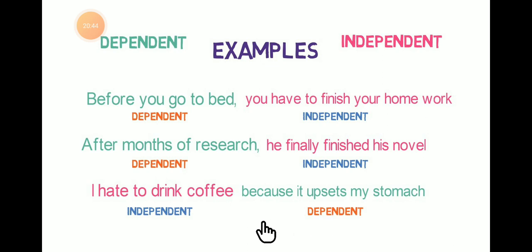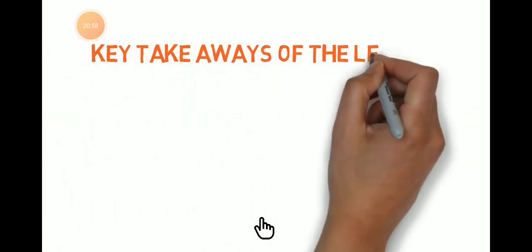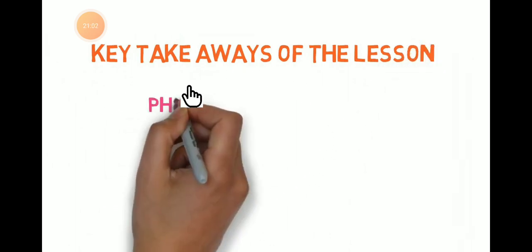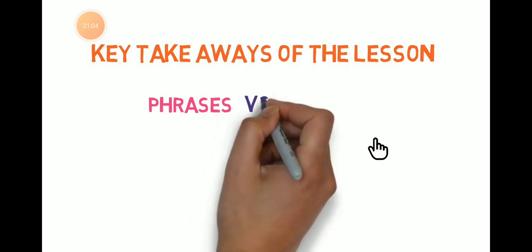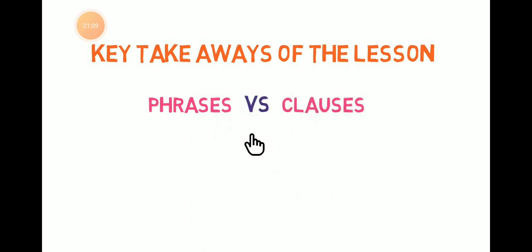Now, if an independent clause is included with the dependent clause, the perfect meaning comes out, and that sentence can be called a clause. Understood? This is what we have learned here. Now students, what we have here are the key takeaways of the lesson. Now we are going to revise the main points we have learned in this video.